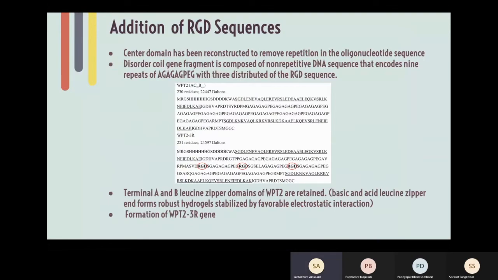And here are the RGD sequences. There are 9 repeats of AGA, GAG, PEG. And here we added 3 RGD sequences, as you can see in the pictures. The terminal A and B leucine zipper domains of WPT2 genes are retained. Basic and acidic leucine zippers form a robust hydrogel stabilized by a favorable electrostatic interaction. And this is how we form the WPT2 3R genes.